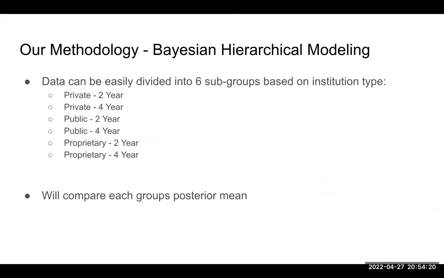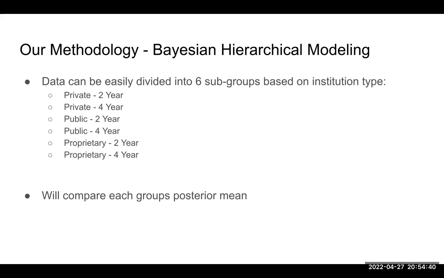So the methodology, or the method that we've chosen to use, is Bayesian hierarchical modeling. And the reason we've chosen to do that is because we found that the data could be easily divided into 6 subgroups, each group being a type of institution.